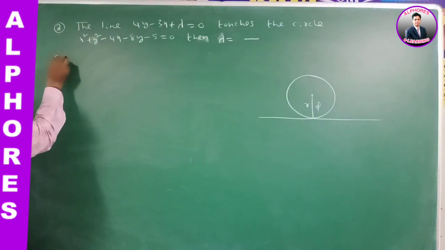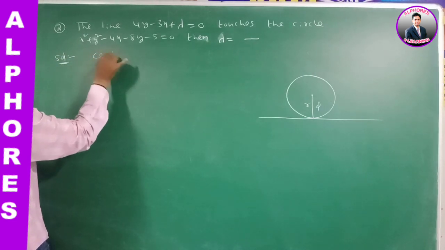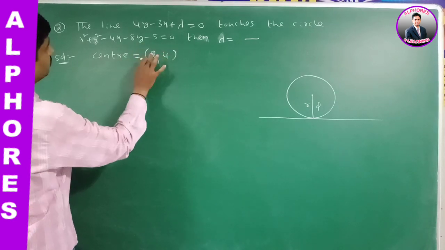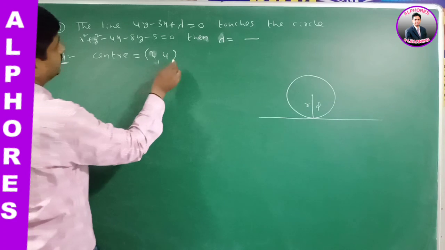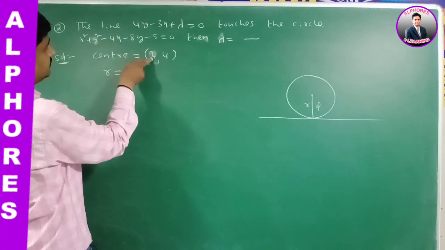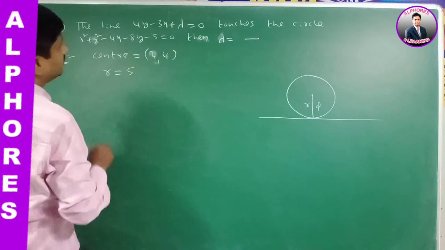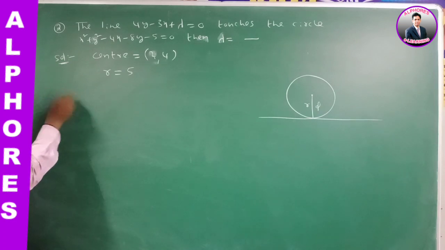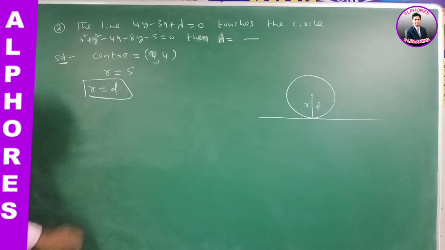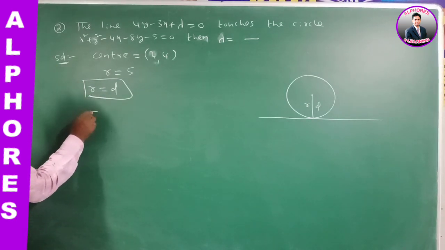Center of the given circle is (2, 4). Radius is under root of 4 plus 16, 20, plus 5, 25. Therefore r equal to 5. Now we have the condition r equal to d. If the line touches the circle, then r equal to d. Here r equal to 5.